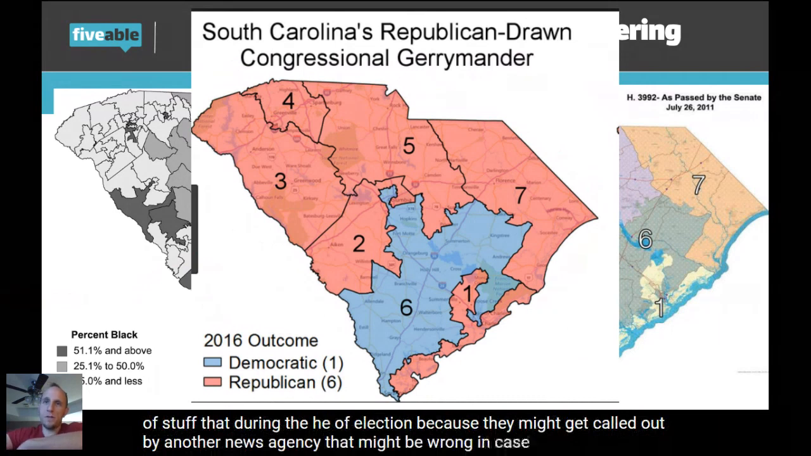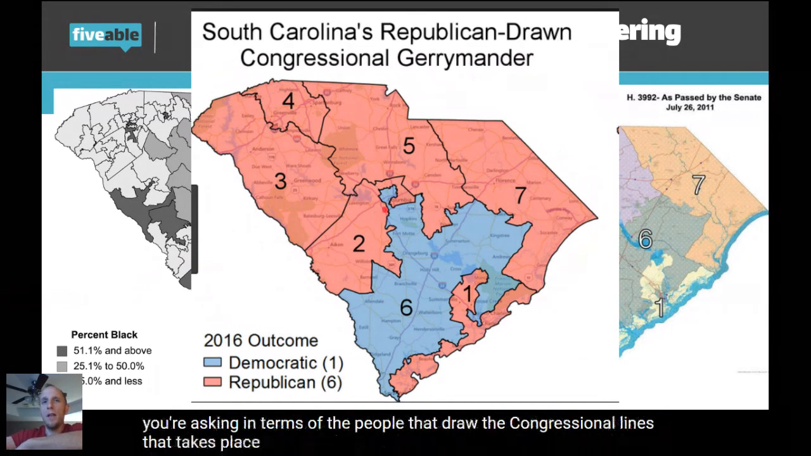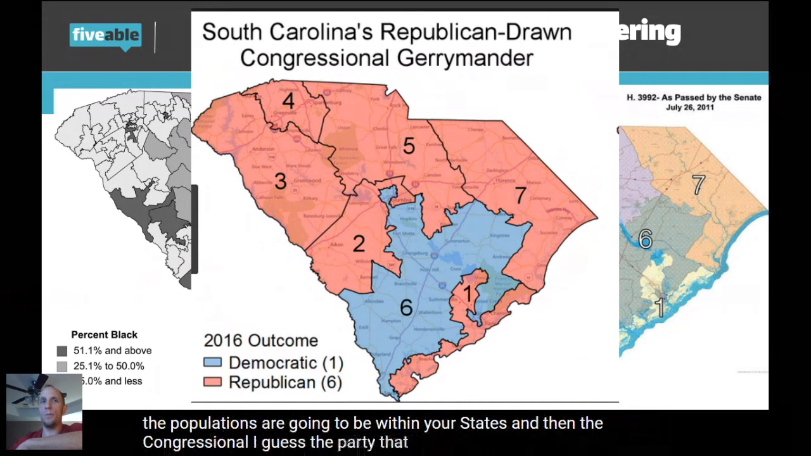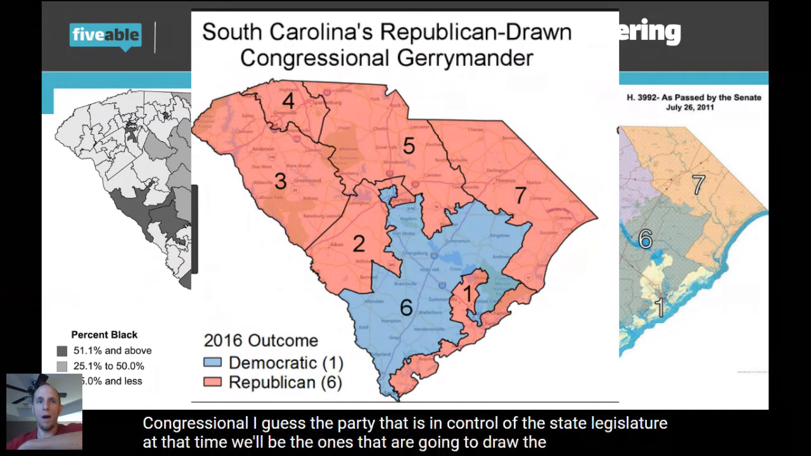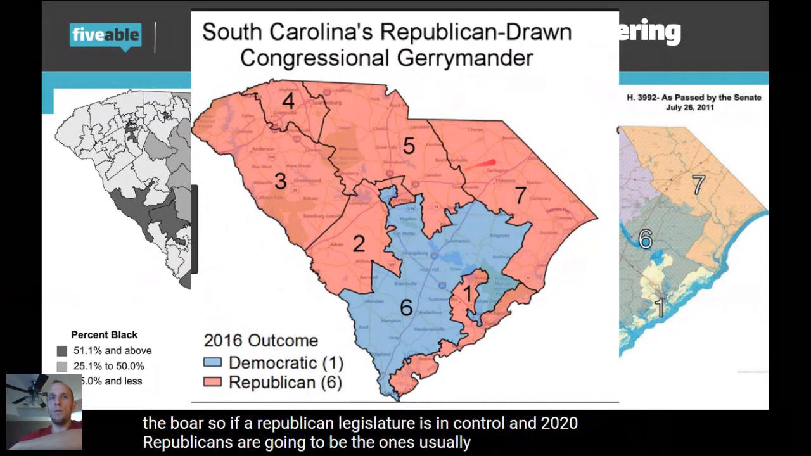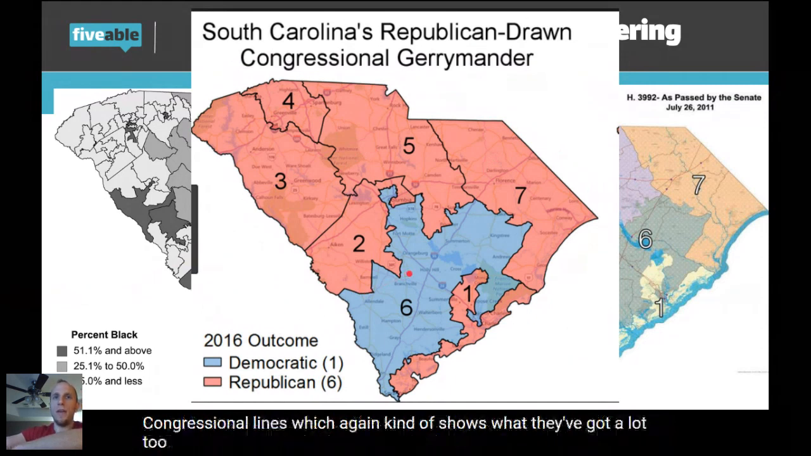In case that's not what you're asking, in terms of the people that draw the congressional lines, that takes place every 10 years when the census is done. You see what the populations are going to be within your states. And then the party that is in control of the state legislature at that time will be the ones that draw the lines between the borders. So if a Republican legislature is in control in 2020, Republicans are usually the ones who get to draw the congressional lines, which again shows they've got a lot to win by gerrymandering.